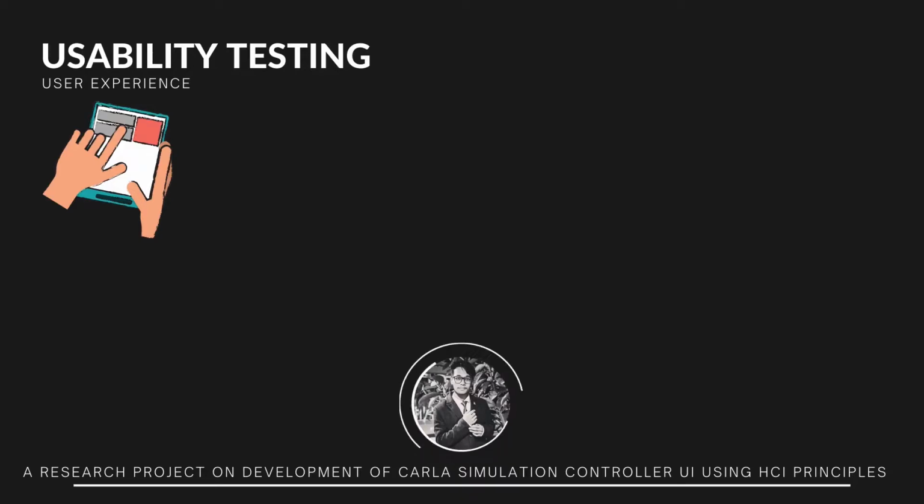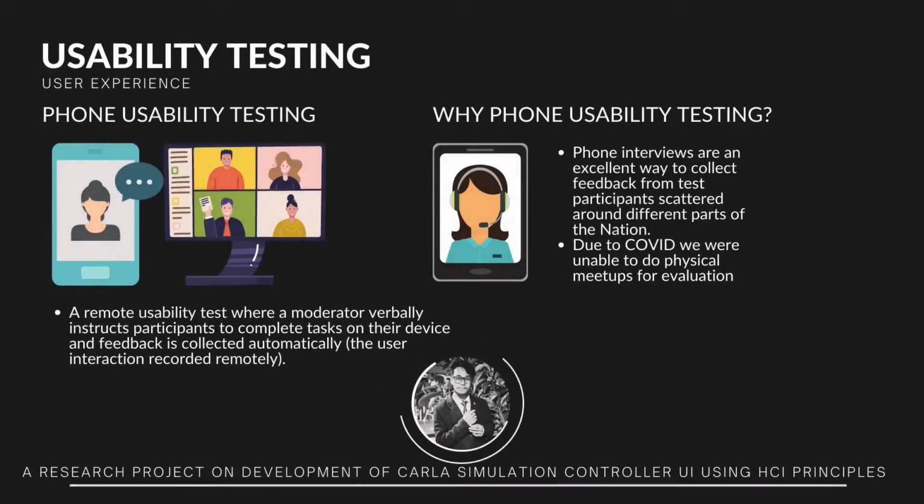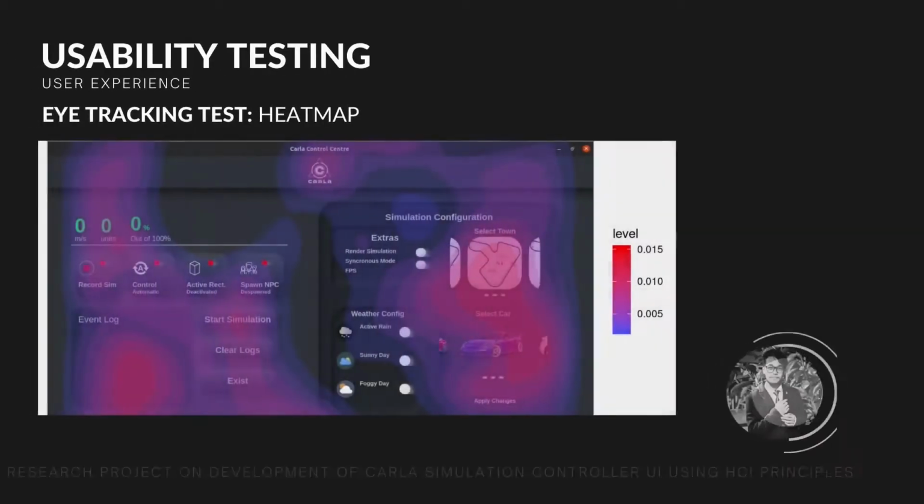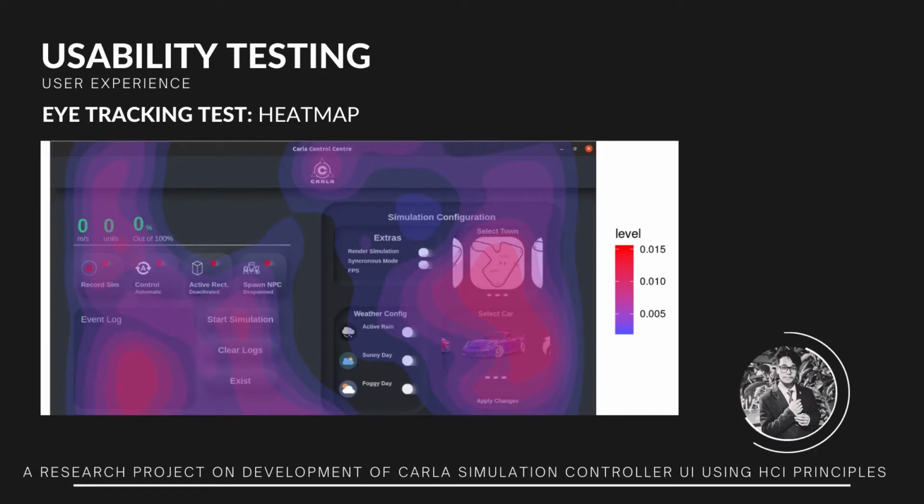So we conducted online usability testing on Google Meet to let some users actually experience the UI and give us some feedback, and we reported the whole interview and produced some conclusions like the heat map that you can see here. And that's how we completed and concluded the research project.